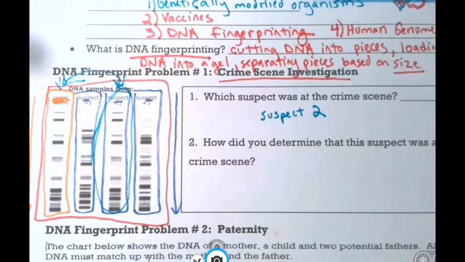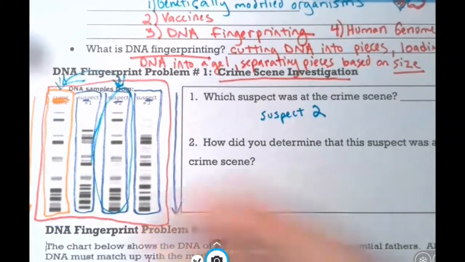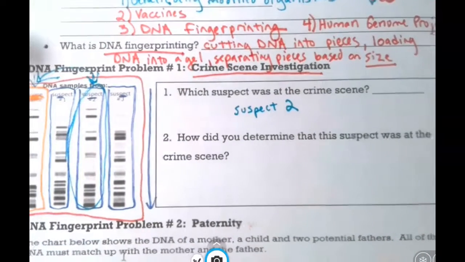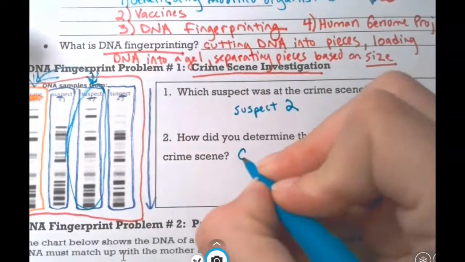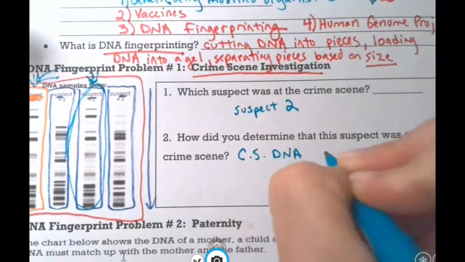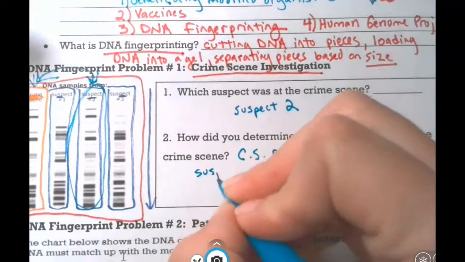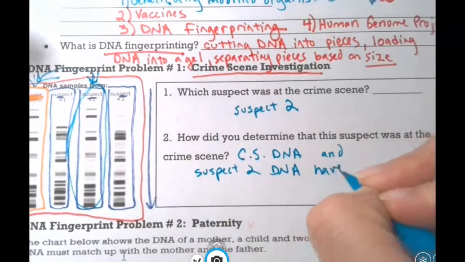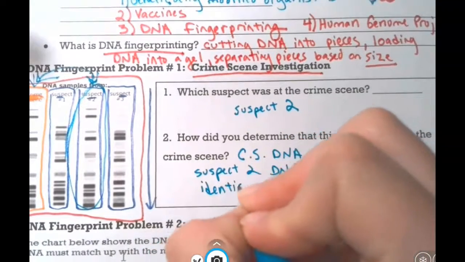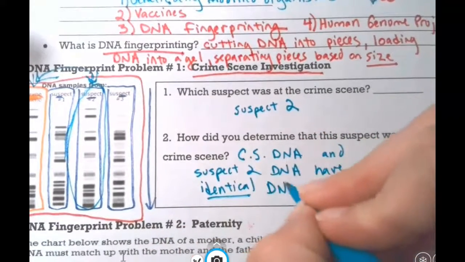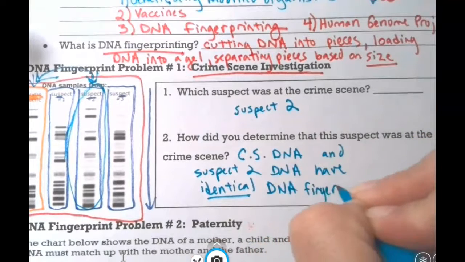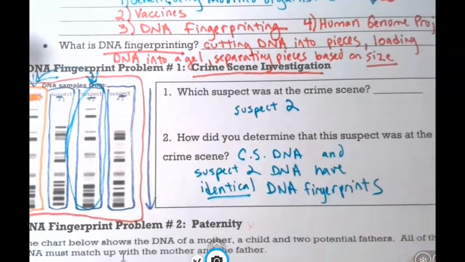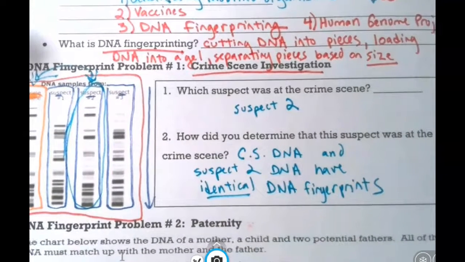How did you determine that this suspect was at the crime scene? Well, suspect 2 and the crime scene DNA are identical. So the crime scene DNA and suspect 2 have identical or the same DNA fingerprints. So that's how you would identify crime scene DNA. You would match exactly the suspect with the crime scene.